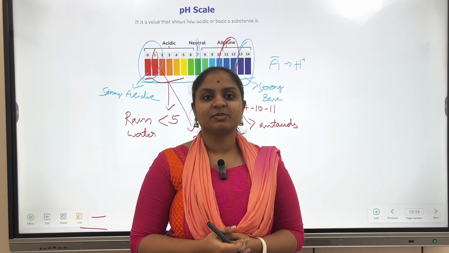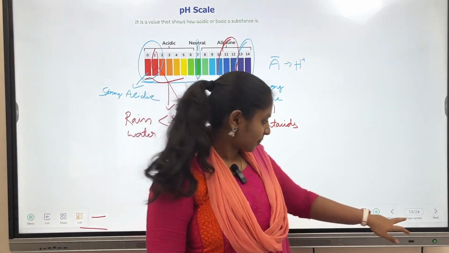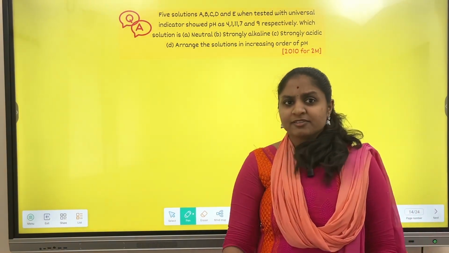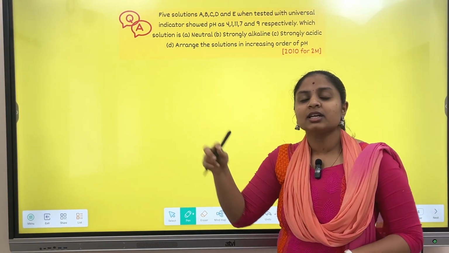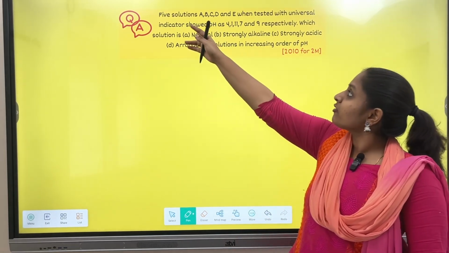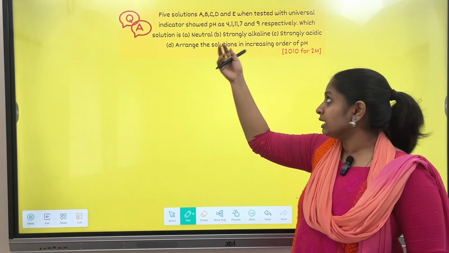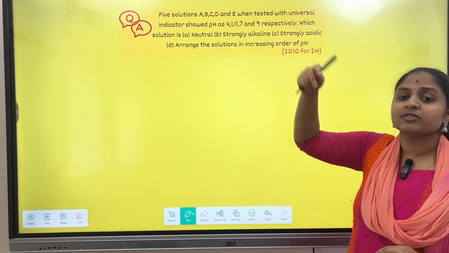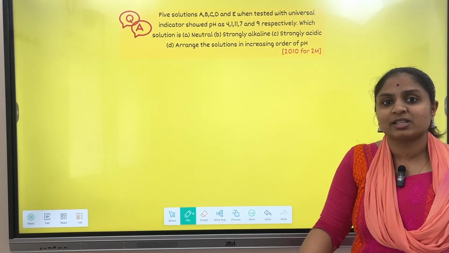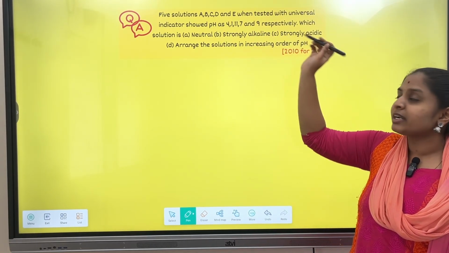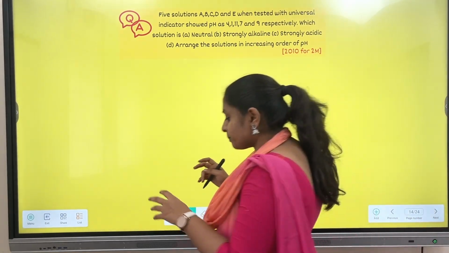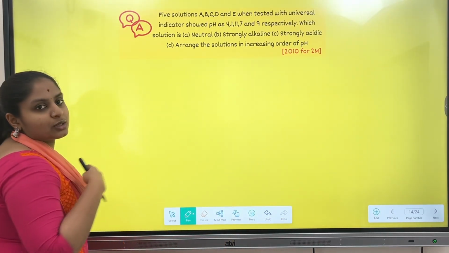Now that we have understood the pH scale, let's solve a few questions. The first question was asked in 2010 for 2 marks. In the question, they have given 5 solutions, A, B, C, D, E. These 5 solutions were tested and their pH values were identified. The pH values were 4, 1, 11, 7 and 9. Based on this, they have asked a few other questions.